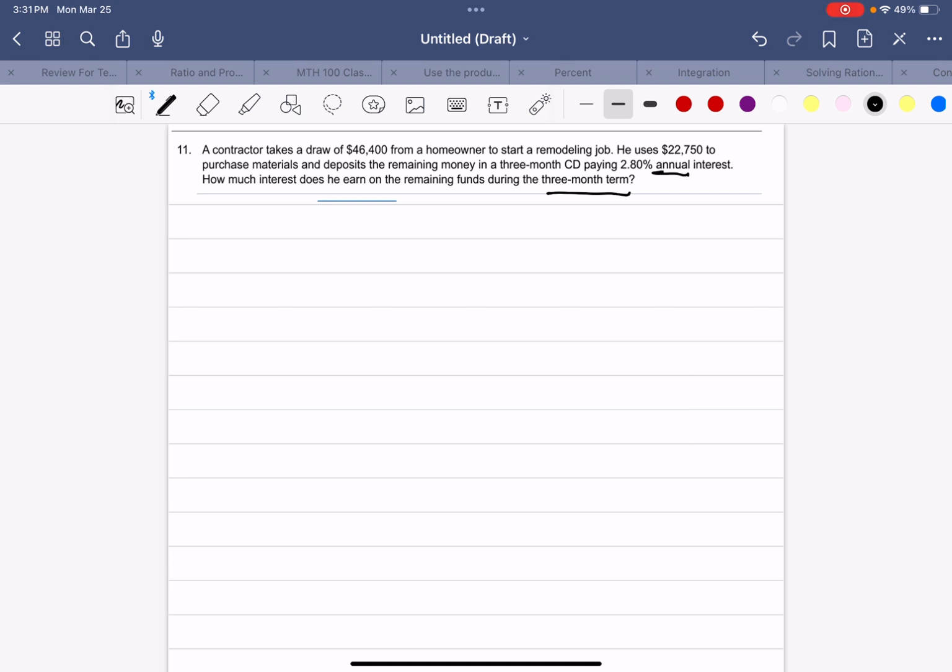So the first thing we need to do, and this is similar to an earlier problem, is find the amount that's left over after he pays for his materials. So I'm going to subtract $46,400 minus $22,750. That gives us $23,650 to invest.